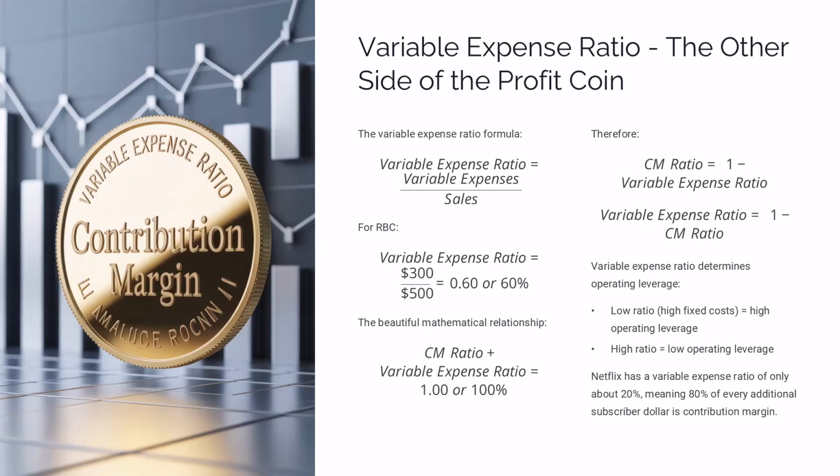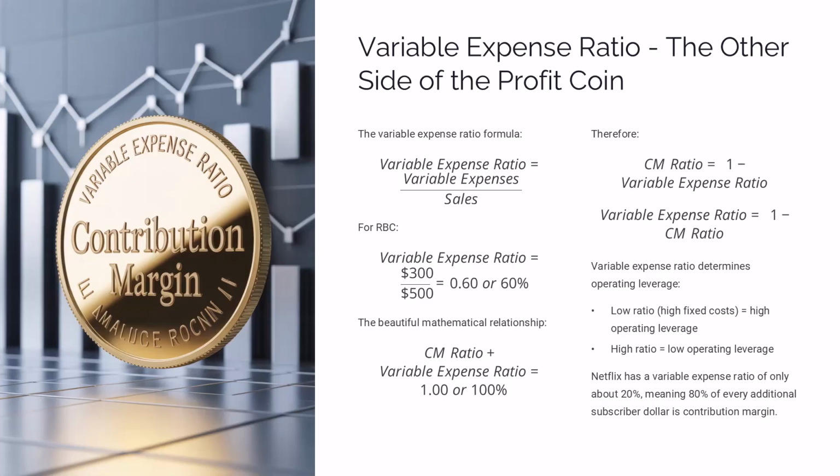Here's the insight that will definitely be on your exam and that most students miss completely. Variable expense ratio determines operating leverage. So businesses with low variable expense ratios, high fixed costs, have massive operating leverage, where small changes in volume create huge changes in profit, while businesses with high variable expense ratios have low operating leverage and more stable but lower profit margins.